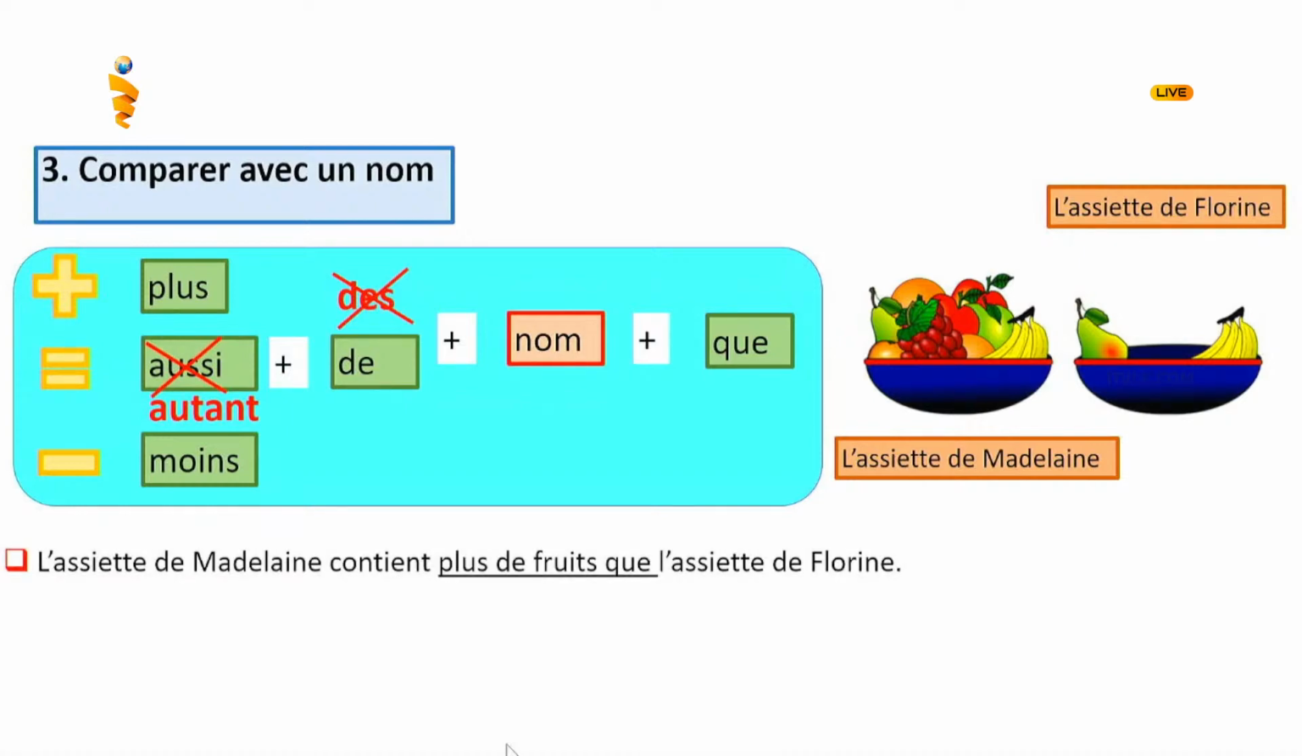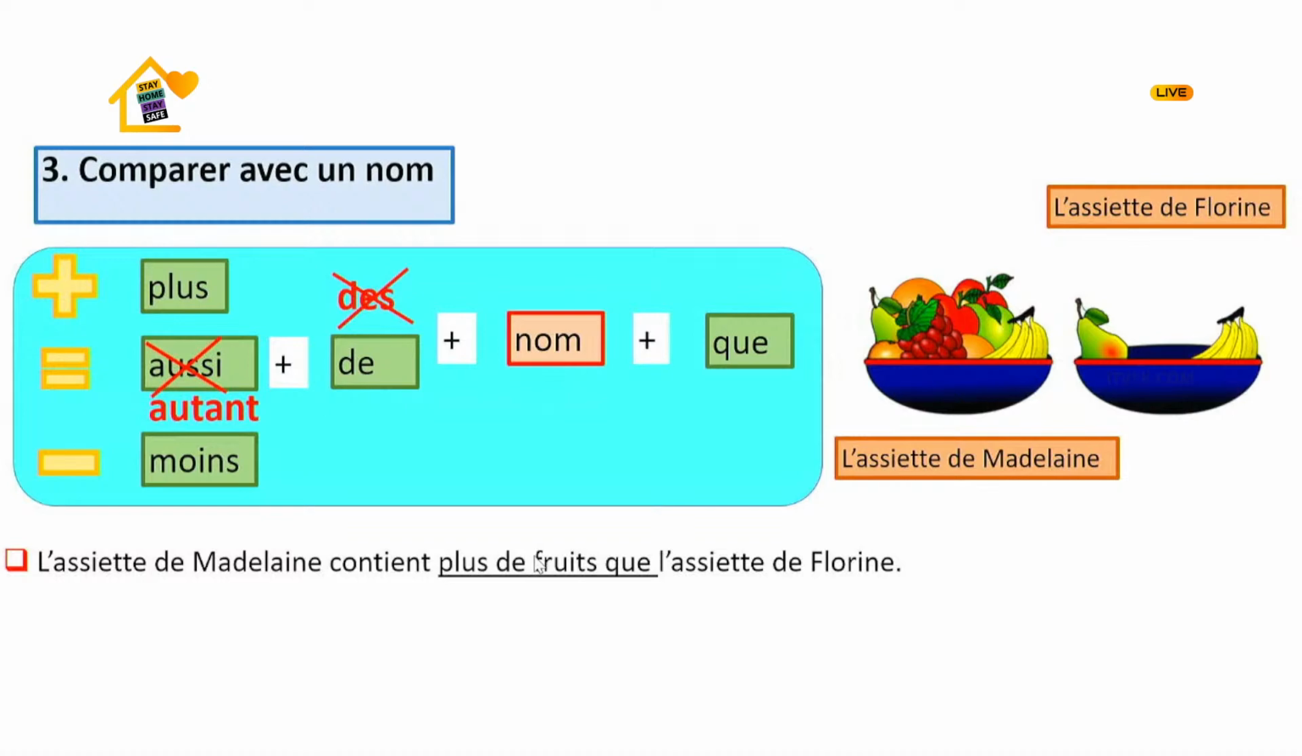Okay. So look at my sentence. L'assiette de Madeleine contient plus de fruits que l'assiette de Florine. Madeleine's plate contains more fruits than Florine's. Okay, more fruits, plus de. When we are pronouncing, we have to articulate this S as well. Plus de fruits que l'assiette de Florine.